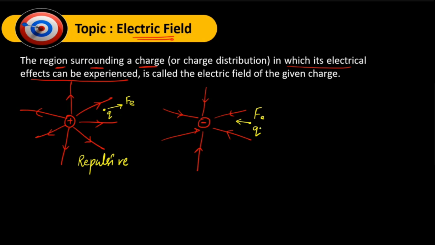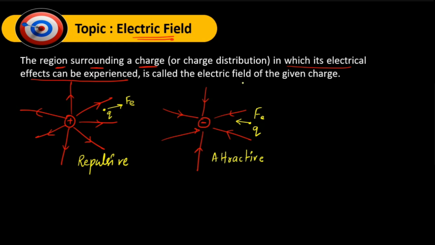Similarly, if a positive charge is present in some negative charge's electric field, the force is going to be attractive and it will be responsible for pulling that charge Q towards this negative charge. Simply, opposites attract and similar charges repel. This is what it signifies.